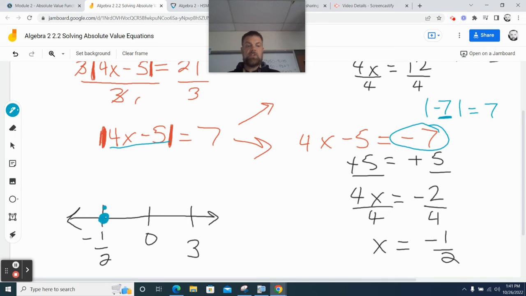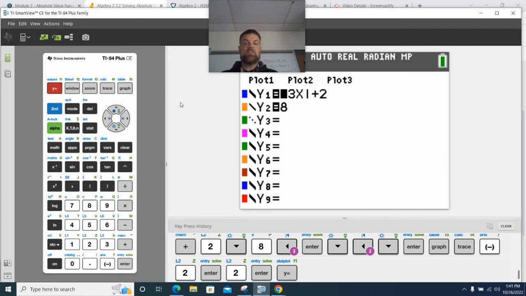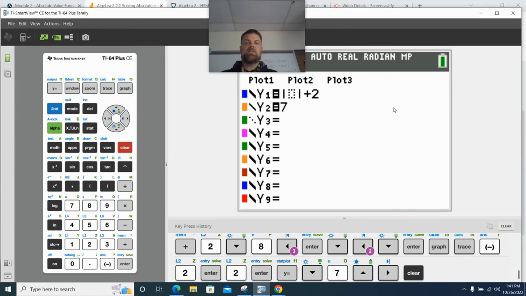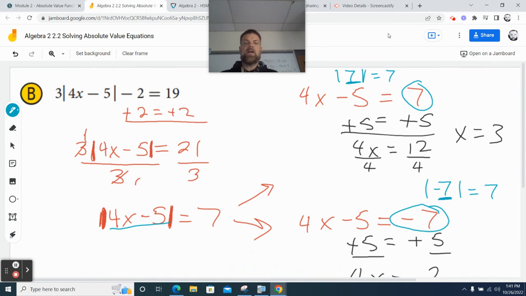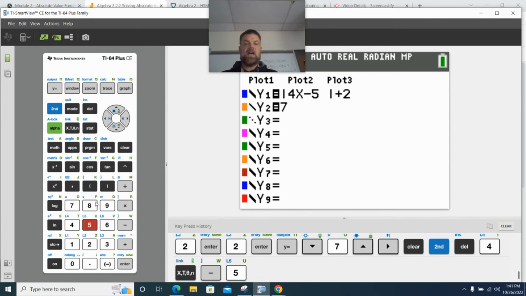What could I do to make sure that that's correct? Graph it. So I'm going to graph the right-hand side of the equal sign and the left-hand side. So the left-hand side is easy. I'm just going to change that to 7. The right-hand side is a little more complicated. Let me clear that out. What was it? It was 4x minus 5 minus 2. Yeah. So I'm going to say 4x. We're going to do the little insert here. 4x minus 5. And then over here, that was minus 2, right?